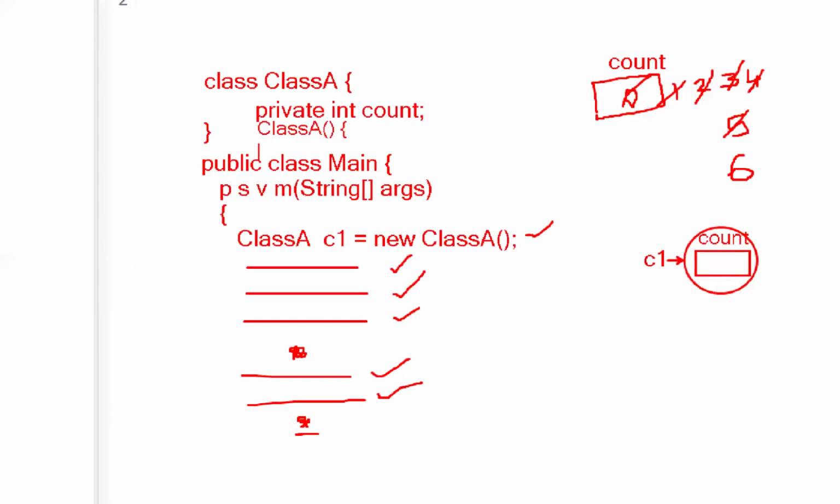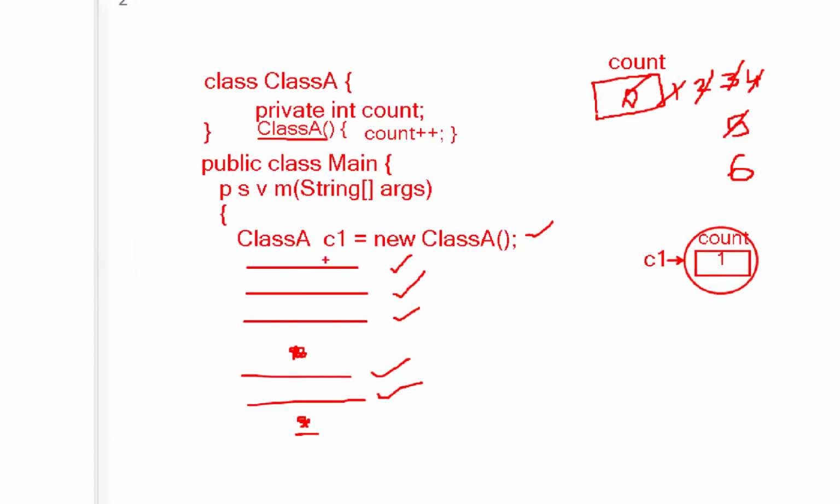Open the curly brace. Count plus plus. Here I am writing count plus plus. Count plus plus means count is incremented. This constructor will be executed automatically when the object is created. When the C1 object is created, constructor is executed here. What will this increment? Counter. Initial value of the count is 0 because it is an integer variable. Now tell me, count plus plus means count will be incremented to how much? 1. Now count is 1 in this box.